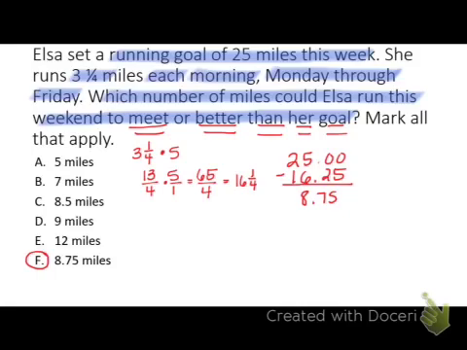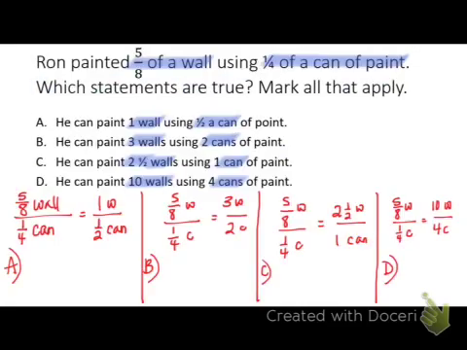And then she could also better her goal, and that would be 12 miles or 9 miles. But if she only ran 5, 7, or 8.5, she would not have met her goal at all. So the correct answer needs to be D, E, and F.